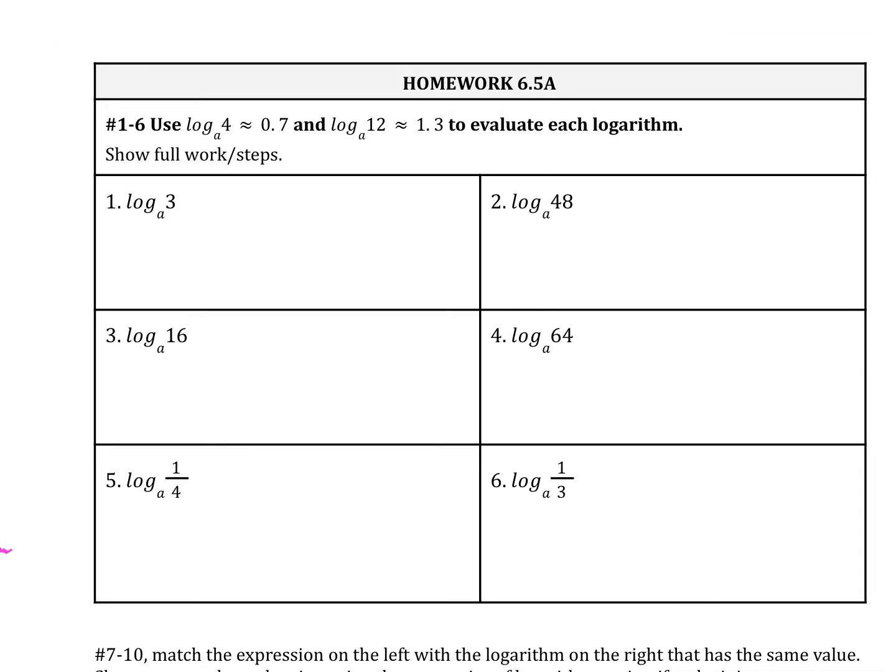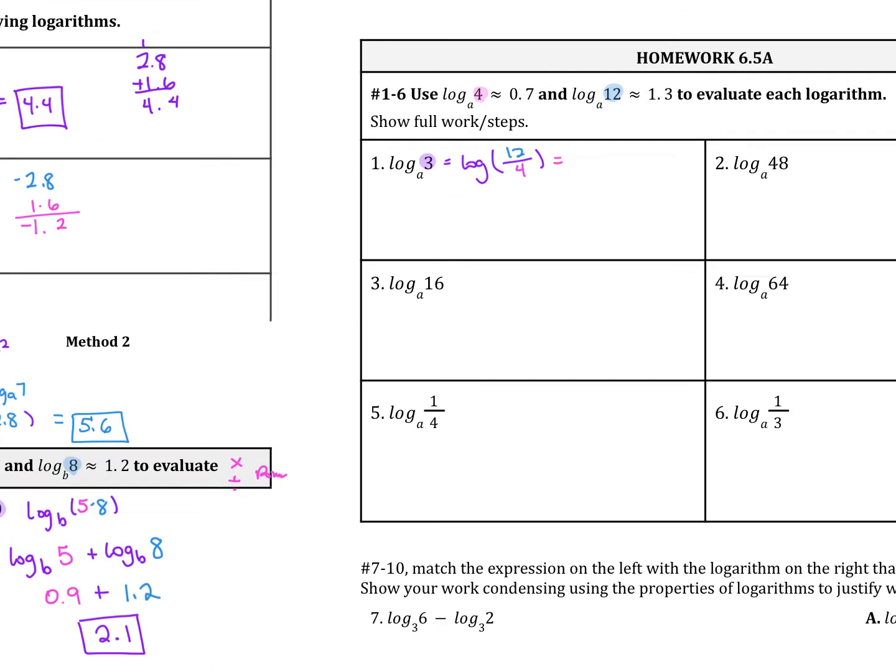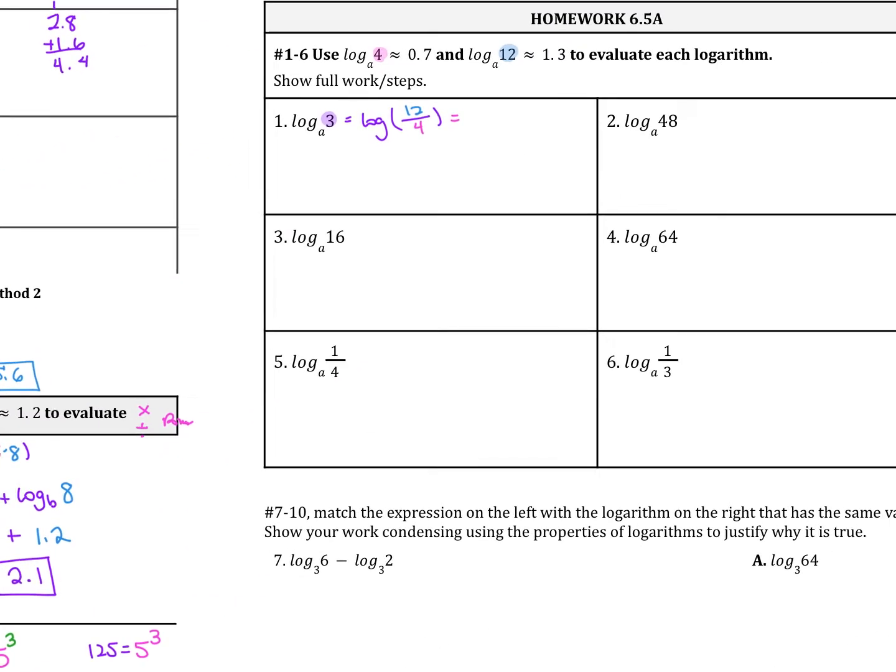So just for a little bit of homework help, we're given log base a of 4 is 0.7, and log base a of 12 is 1.3. In this case, we can only use 4 and 12 to make 3. How can we use 4 and 12 to get 3? We can do 12 divided by 4, right? 12 divided by 4 is 3. Just remember using the properties of logs there. It's just like our example number 1.